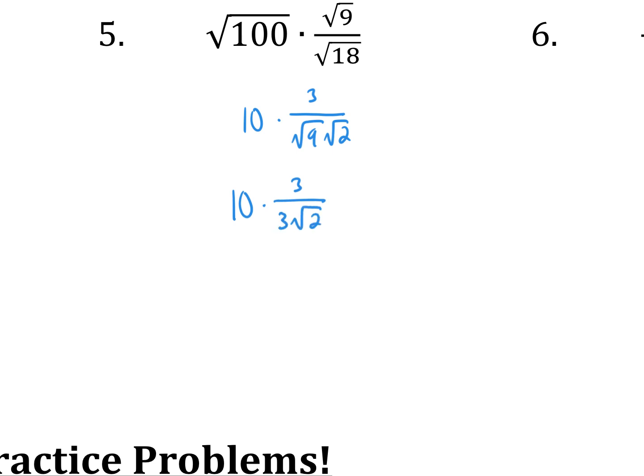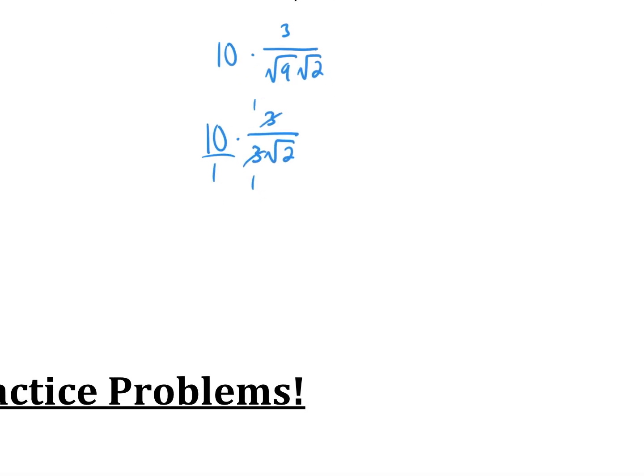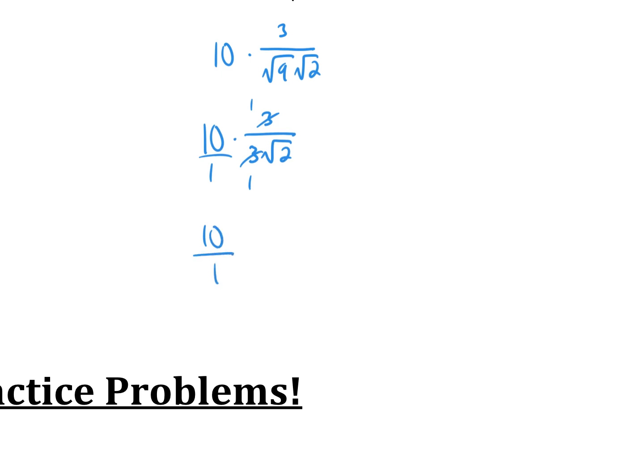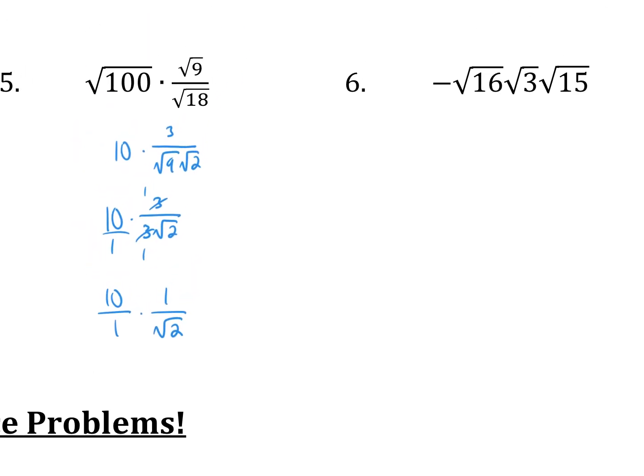We can reduce this fraction now. 3 goes into 3 one time, 3 goes into 3 one time. Put this over 1, we can multiply like a fraction, right? So now we have 10 over 1 times 1 over square root of 2. You could also have kept the 3's there and multiplied. That would have been fine. So now we have 10 over square root of 2.